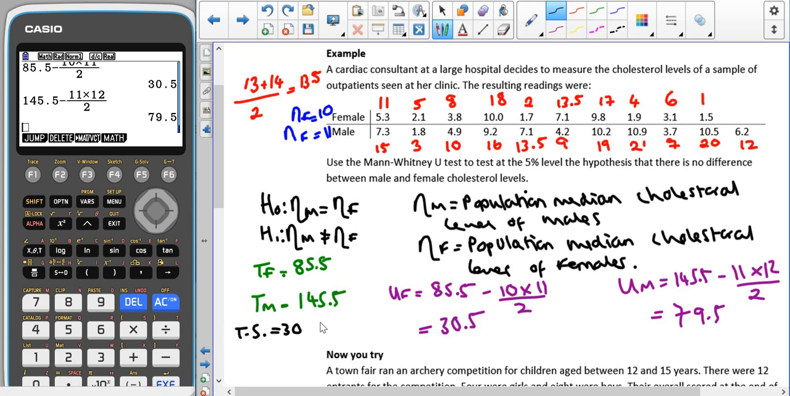is 30.5. Our critical value this time is 2 tail at 5%, so we're using the bottom table. We have 11 in one group and 10 in the other, so that gives us a critical value of 27. So then, as the test statistic is bigger than the critical value, that means that there isn't a big enough difference, so we end up accepting H0 at a 5% significance level.